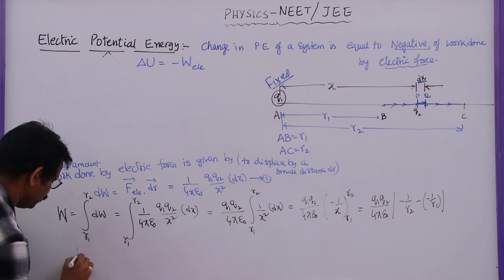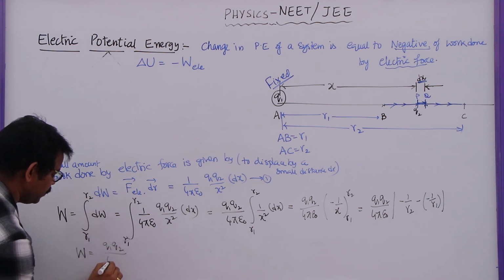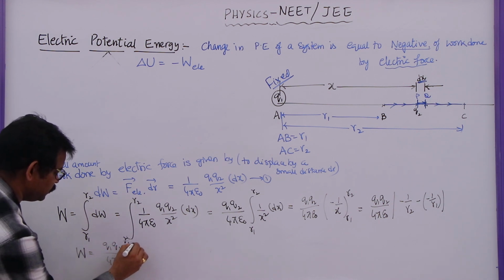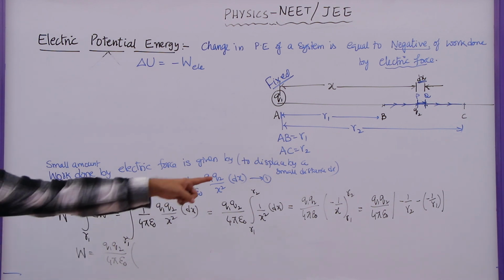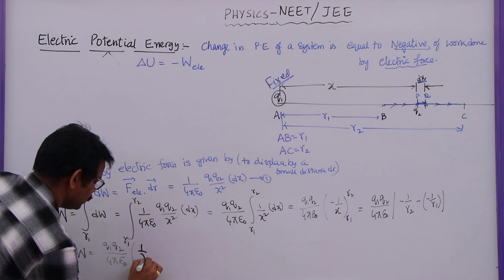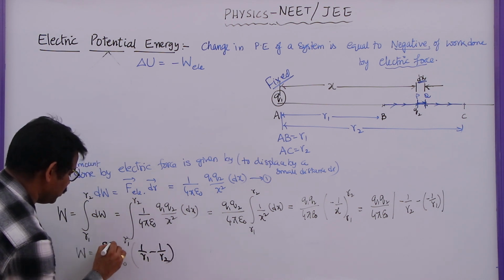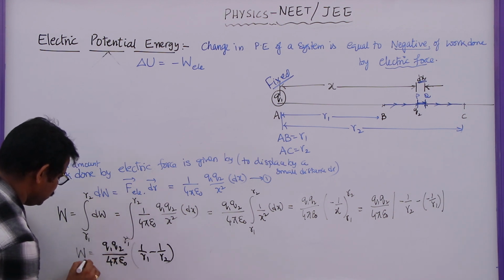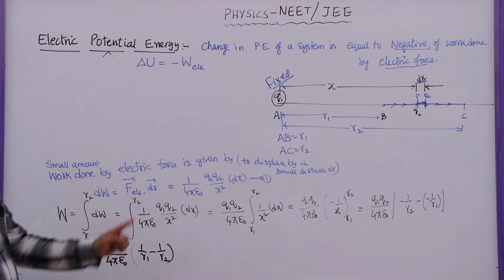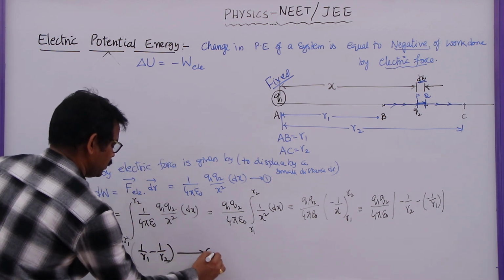So here the work done is given by Q1 Q2 by 4 pi epsilon naught times 1 by R1 minus 1 by R2. This is the work done by the electric force to move the charge from B to C. So let me take this as equation 1.